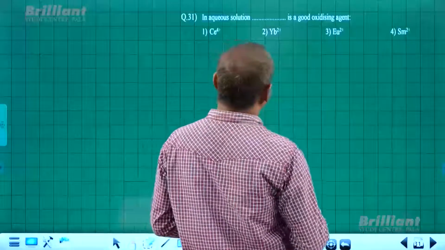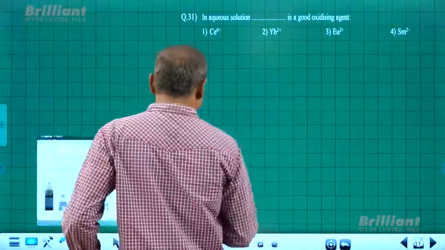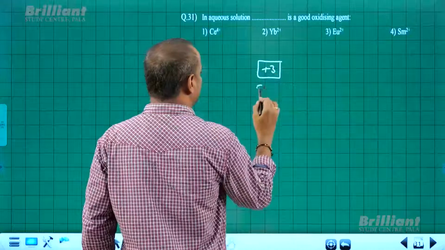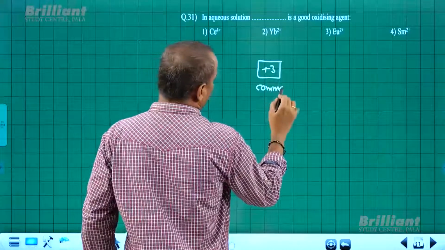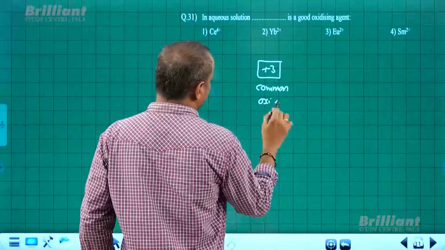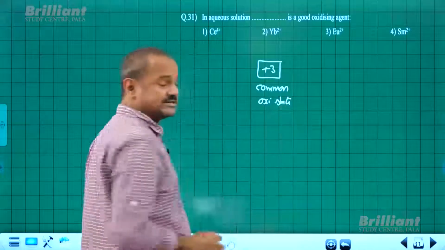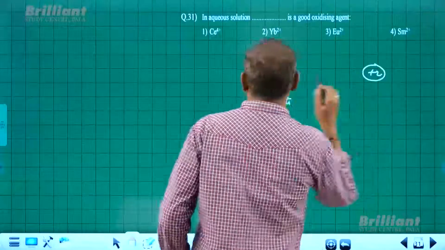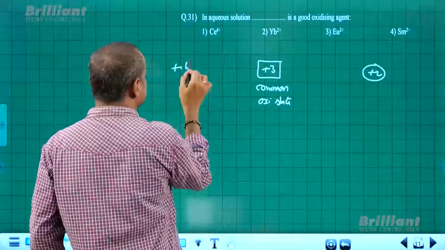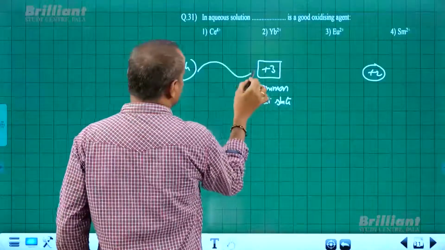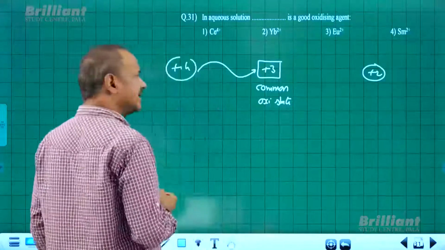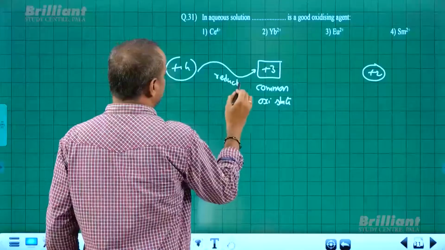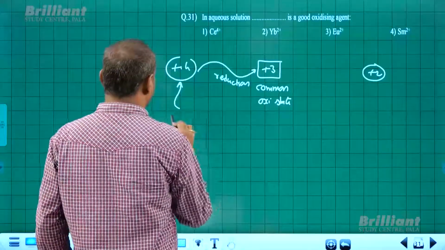In aqueous solution, which is a good oxidizing agent? This is a simple one. First, +3 is the common oxidation state for all f-block elements. But some elements have +2 also present, and some have +4 also present. +4 to +3 is a decrease, called reduction. The process is reduction, and the compound is called an oxidizing agent.